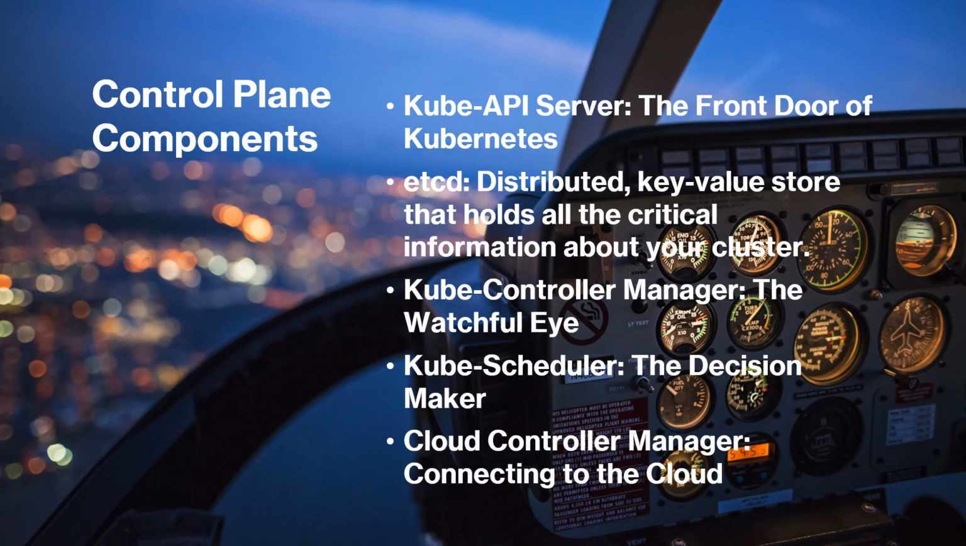Kube Controller Manager, the watchful eye. Next up is the Kube Controller Manager, the watchful eye of Kubernetes. It's responsible for constantly watching the state of the cluster and ensuring everything matches the desired state stored in etcd. For example, let's say a node crashes, or a pod fails. The controller manager notices that something is wrong and takes corrective action by creating new pods or redistributing workloads. It manages everything from ensuring the right number of pod replicas are running to managing nodes and network endpoints.